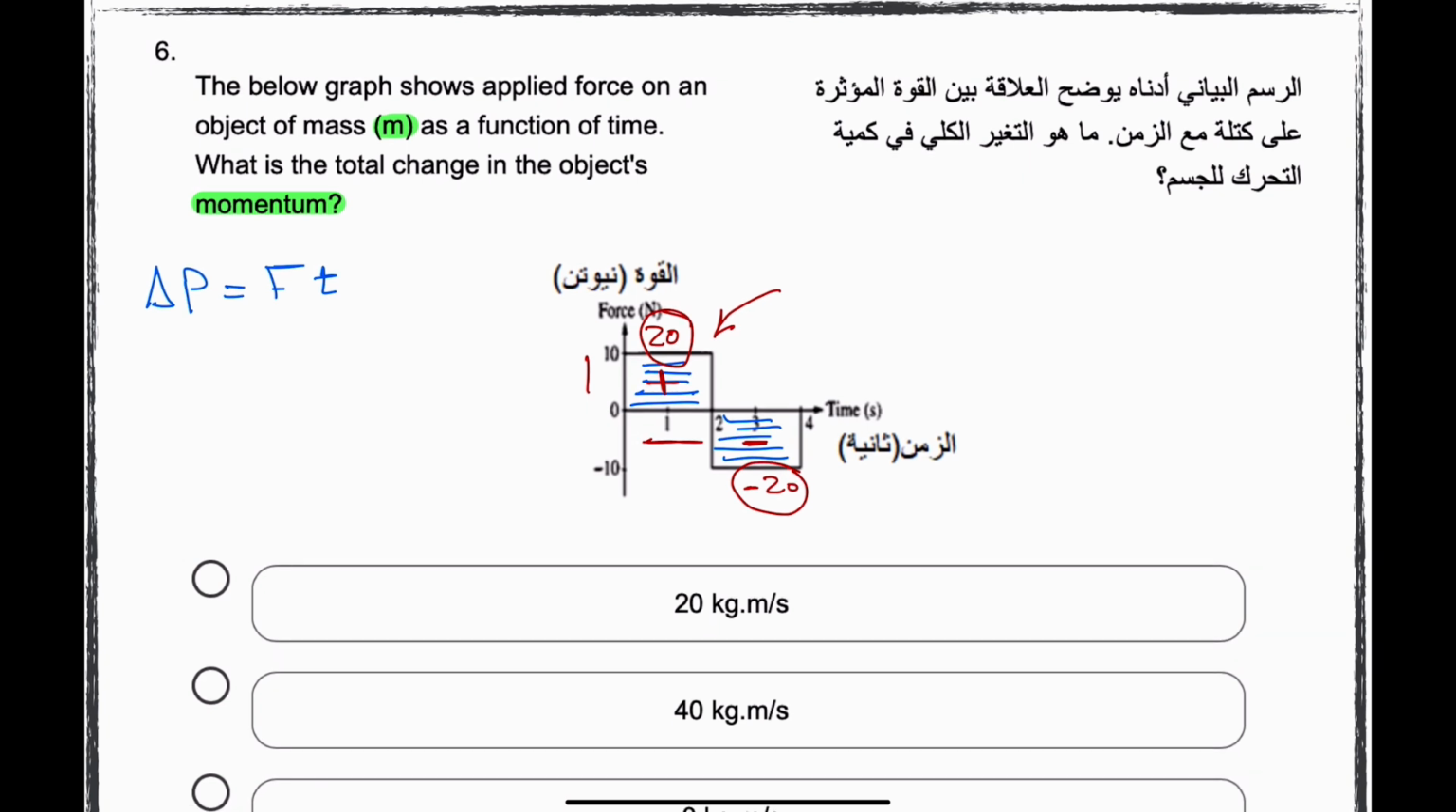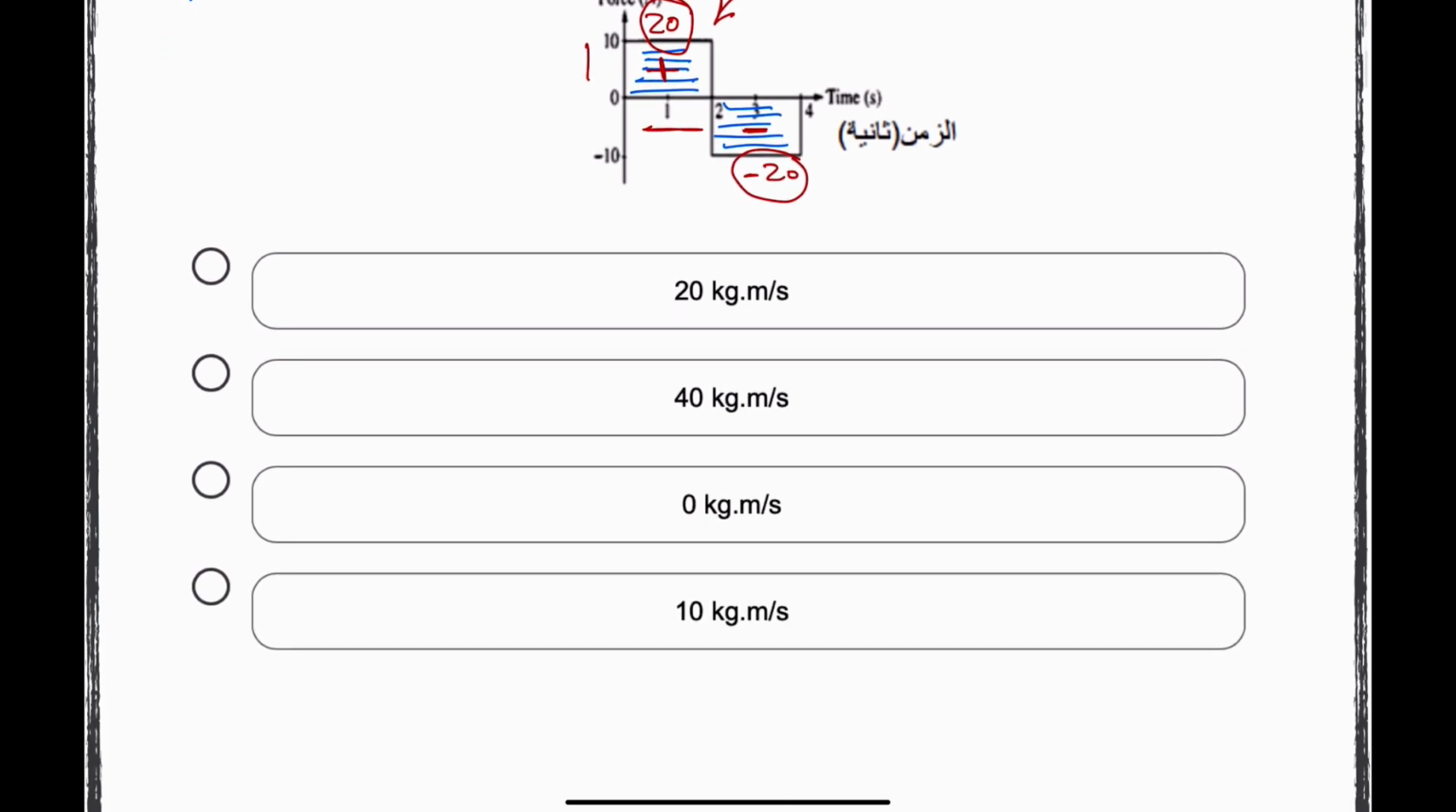So let's check the answers. Here, the third answer, 0 kilogram meter per second.